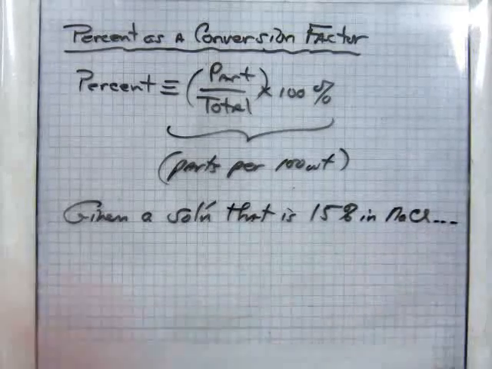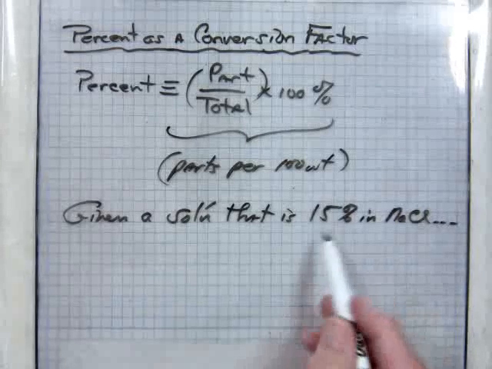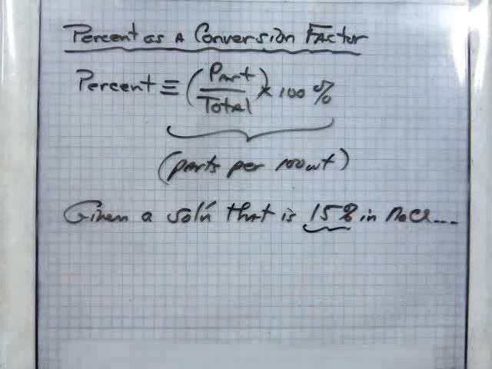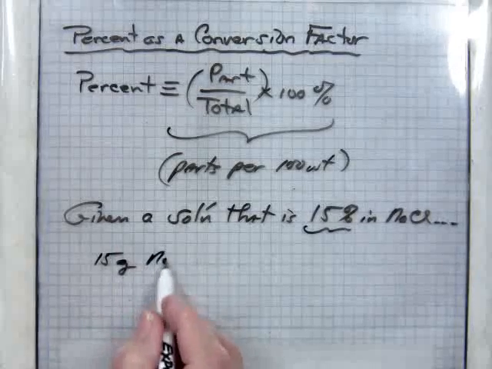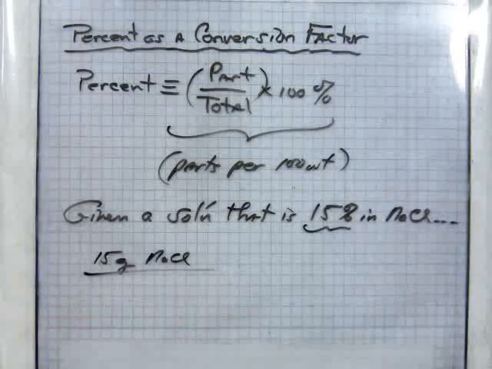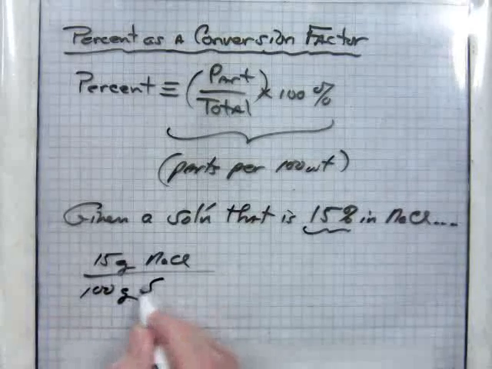And then it asks another, blah, blah, blah. That's just part of the data. So when you see 15% in sodium chloride, what should your brain say? It should say 15 grams NaCl over the total. What's the total? Well, that's 100 grams of solution.